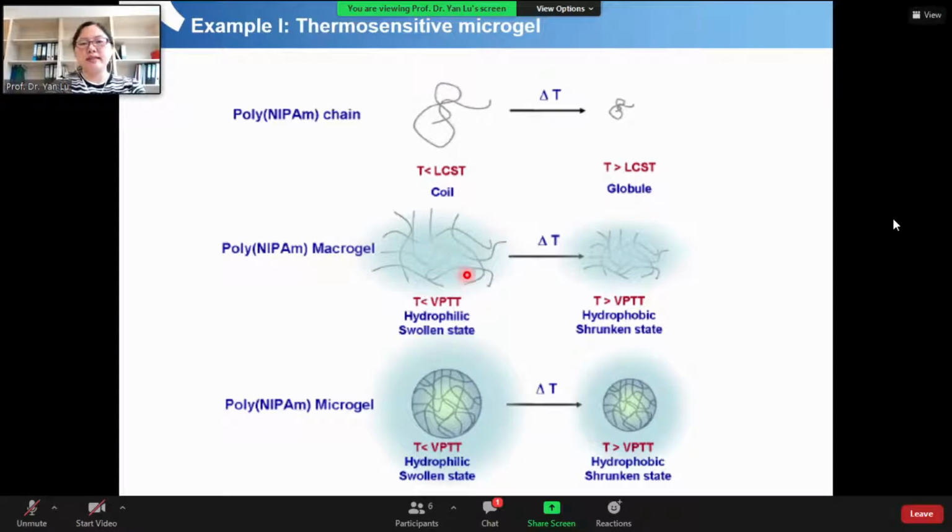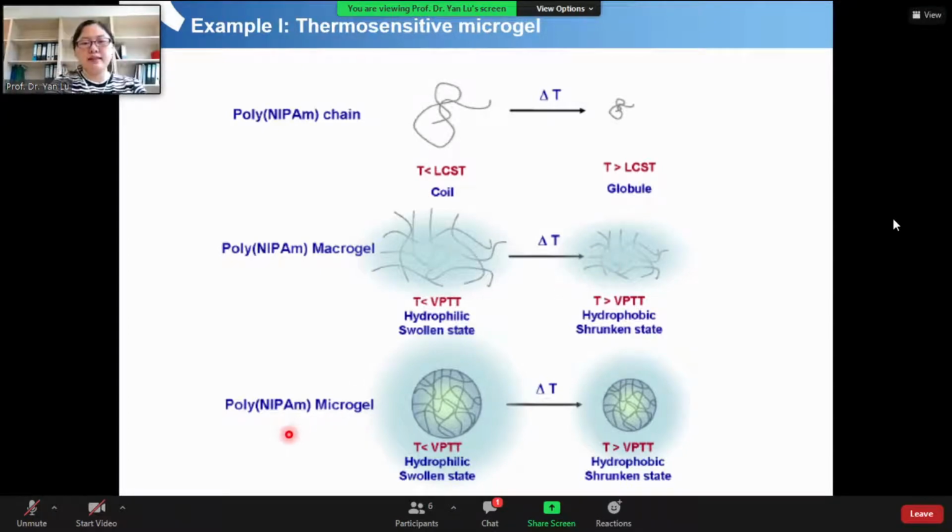And in that case, when the temperature is lower, it's a hydrophilic macrogel in a swollen state. And of course, when you increase the temperature, then the networks start to shrink and collapse. Then you have hydrophobic polymer networks, and it's in a shrunken state.